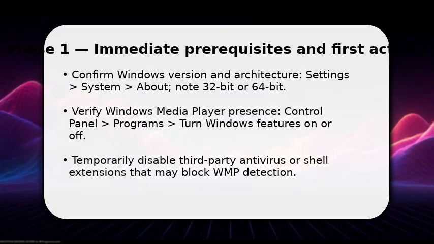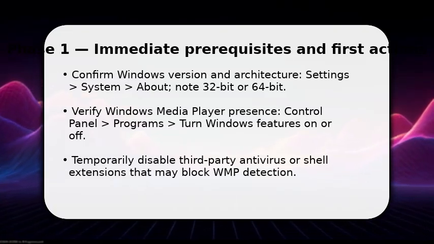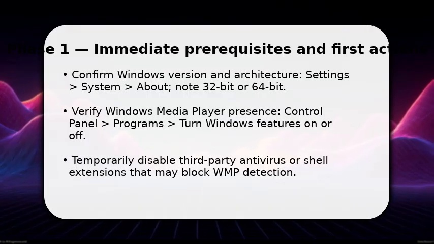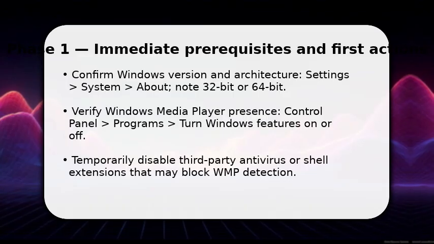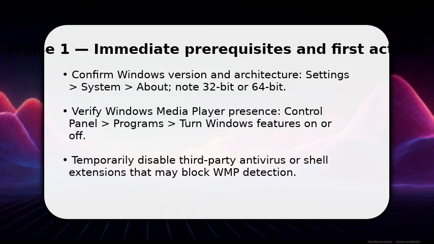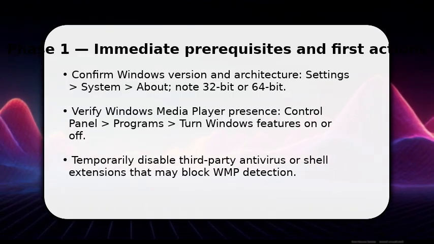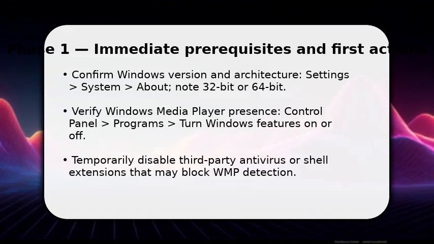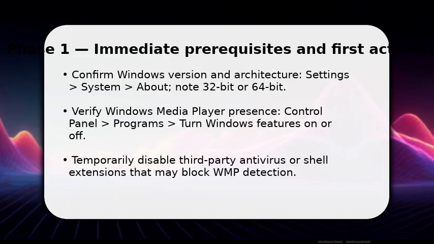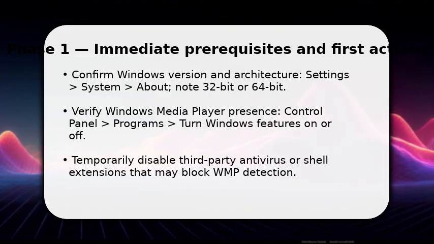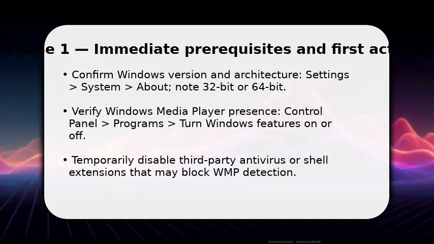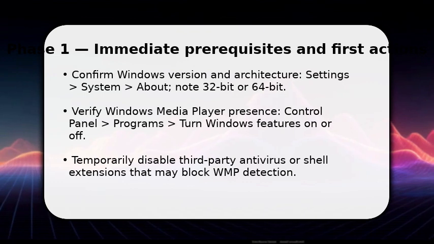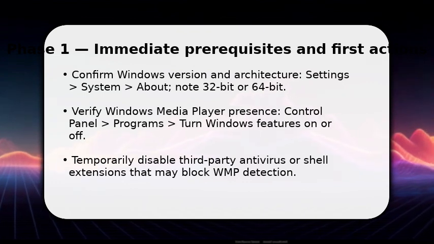Enjoy the video. You start by confirming your Windows build and whether it's 32-bit or 64-bit, because GTA checks the system media components. This matters for the DLLs it expects. Once done, open Control Panel and inspect Turn Windows Features on or off to confirm Windows Media Player is installed and enabled. If third-party antivirus or shell extensions are active, disable them briefly. These can intercept installer calls and make the game report WMP as missing.